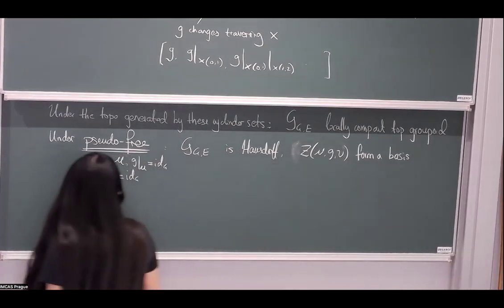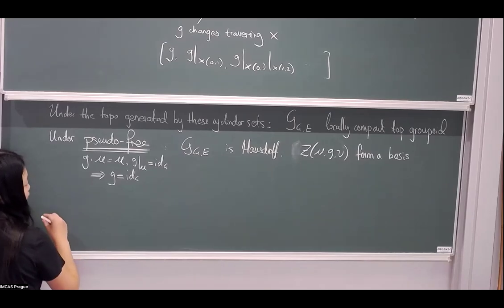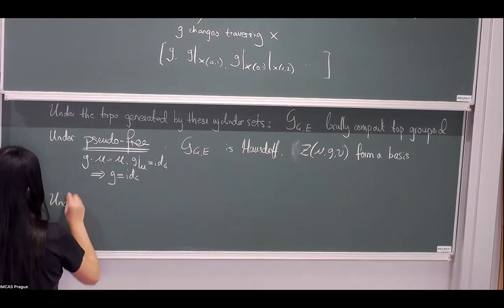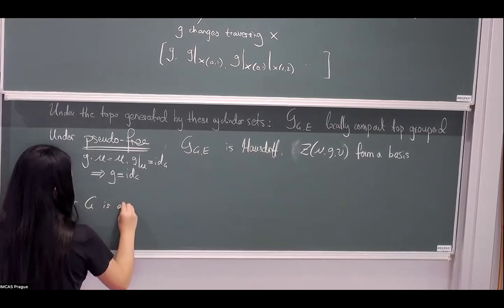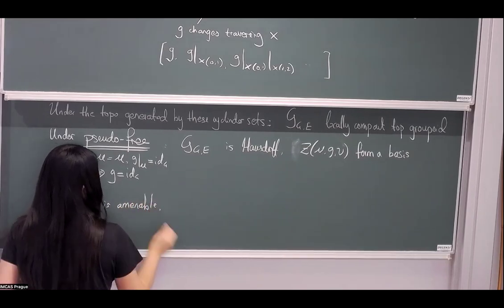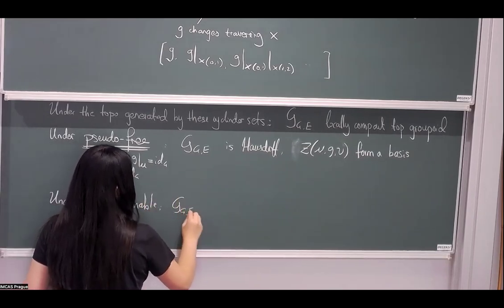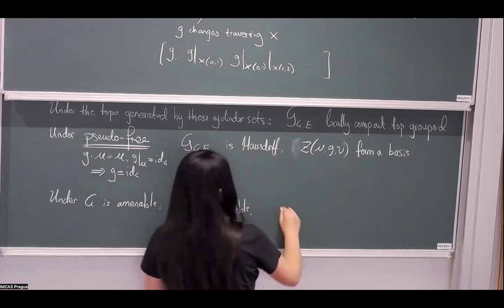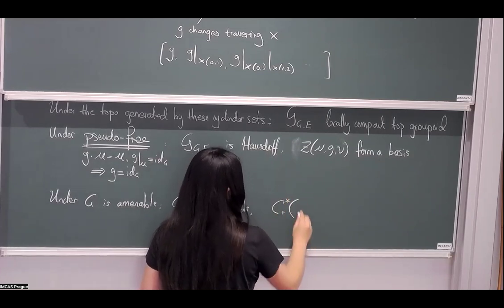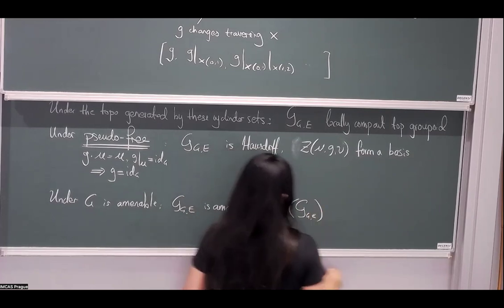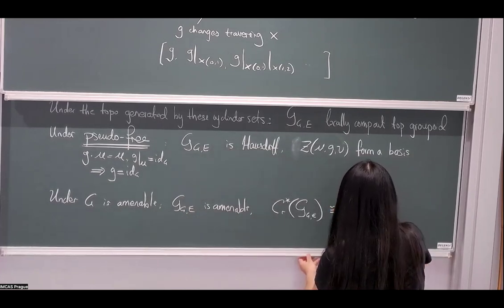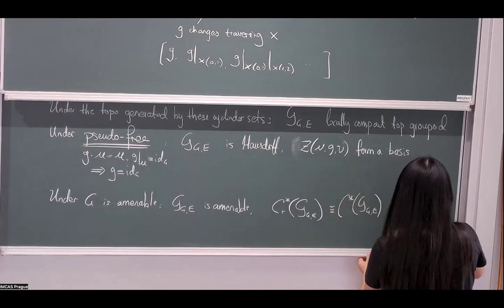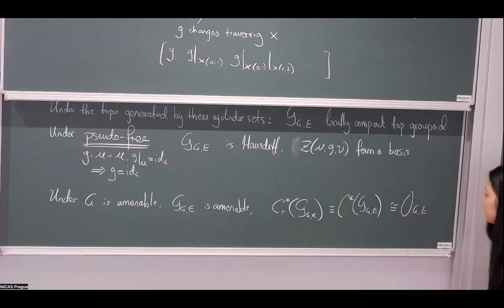Okay. Then furthermore, for the rest of the talk, we would hope to work with amenable groupoid or nuclear C-star algebras. So under the condition that G is amenable, then GGE is amenable, and the reduced groupoid C-star algebra coming from GGE will be the same as the full groupoid C-star algebra coming from GGE, which will recover the self-similar graph C-star algebra.